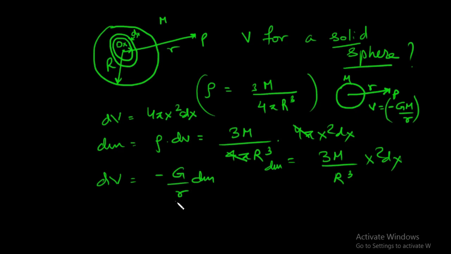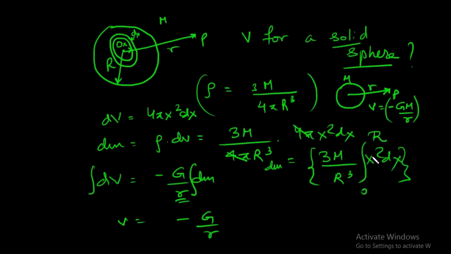Since r is independent of the expression of dm, since dm is not a function of r, it is a function of x, I can directly integrate this by excluding r. So we have V equal to minus G by r times the integration of dm. x will go from 0 to capital R, because after capital R there is no sphere, it is space only. So this would be R cube by 3, this would be cancelled out, and we are left with M. So we have the answer minus GM by r.